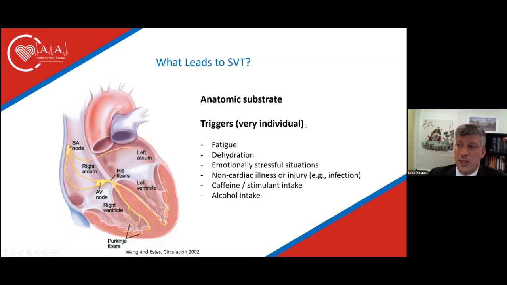These triggers are very individual, and they can include things like fatigue or lack of sleep, dehydration, emotionally stressful situations, non-cardiac illnesses or injuries like an infection, for example, or overuse of caffeine or other stimulants, and alcohol can be a trigger as well. So these are the things that can bring out episodes of SVT in somebody who already has the anatomic substrate for it.